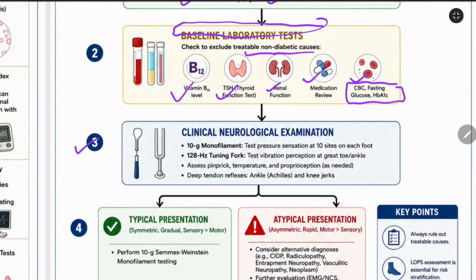Second, we will assess for LOPS. LOPS meaning loss of protective sensation, by two things: the 10-gram monofilament test and the 128 Hz tuning fork. By this 10-gram monofilament test, we will measure the sensation at 10 sites on each foot. If the sensation is perceived at 8 sites or fewer, then the patient is at high risk of diabetic foot infection.